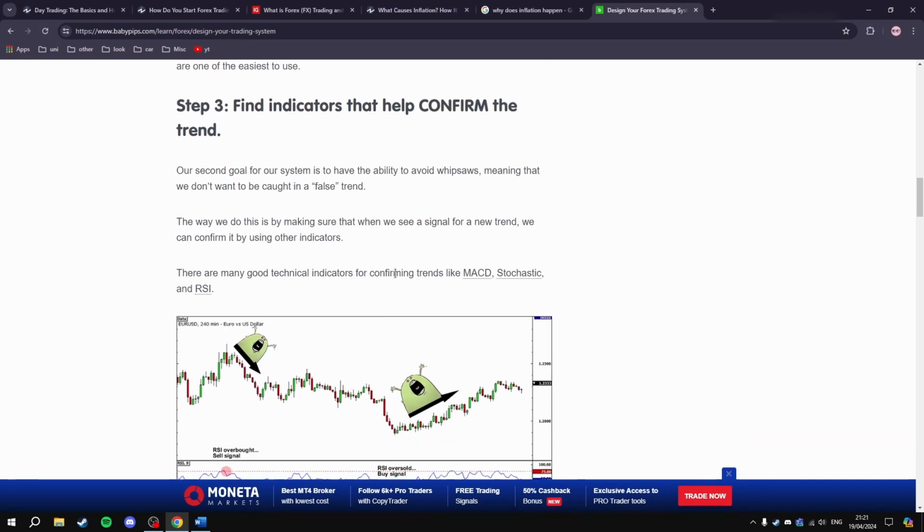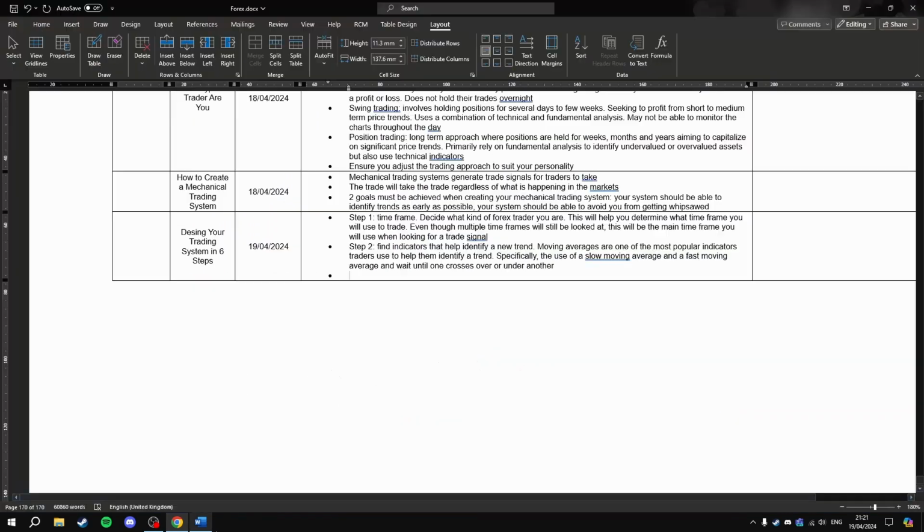Step 3. Find indicators that help confirm the trend.